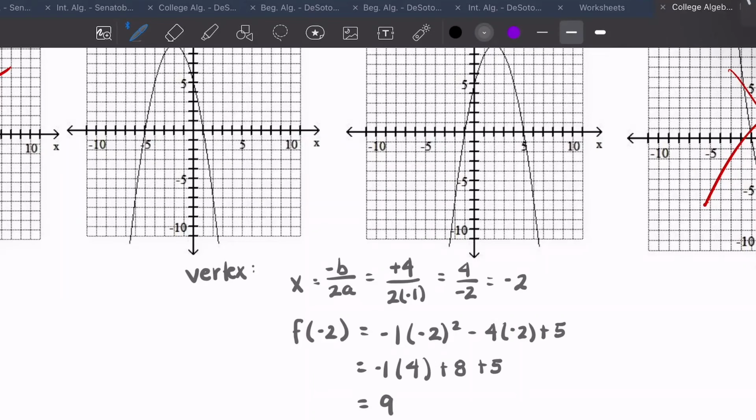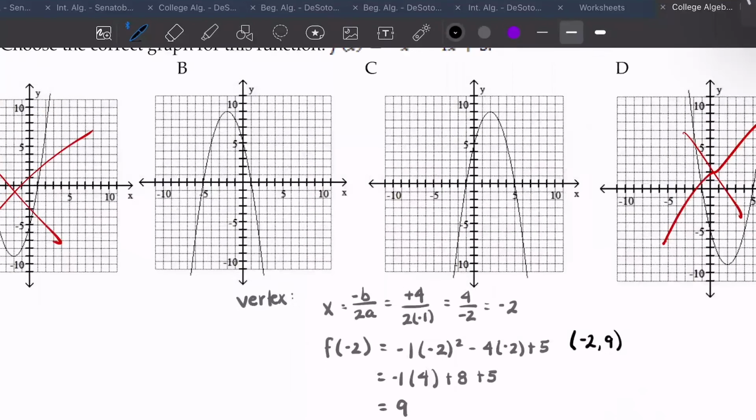All right, so my vertex should be negative 2, 9. So I'm going to go up here and see which one is negative 2, 9. So we're going to go over to negative 2, up to 9. So this one has the correct vertex. This one does not. So our answer is B.